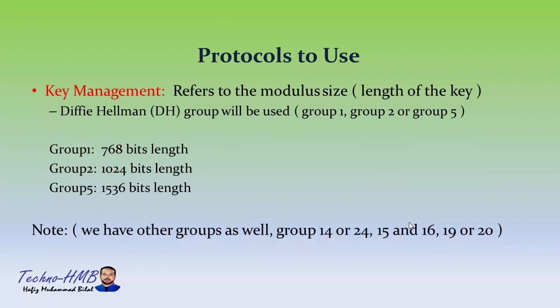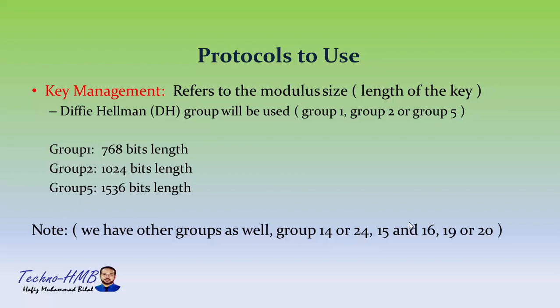Key management refers to the modulus size or length of the key. Diffie-Hellman group, DH group, will be used. Group 1, group 2 or group 5. Let me tell you what is group 1. Group 1 is 768 bits of length. Group 2 is 1024 bits of length. And group 5 is 1536 bits of length. So more is better. That's why we are using group 5 in our configuration. We have other groups as well, like 14 or 24, 15 and 16, 19 or 20. But we are using group number 5 in our configurations.